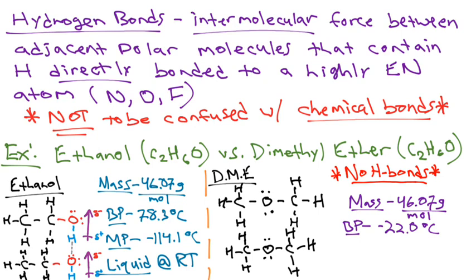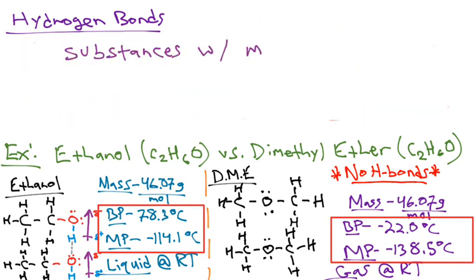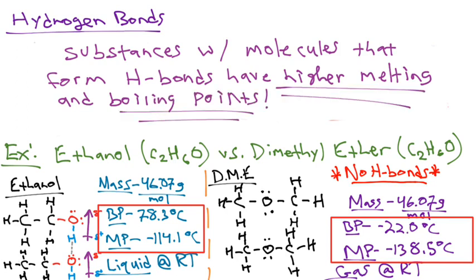Mass is the same. Boiling point in this case drops all the way down to negative 22.0 degrees Celsius, and the melting point drops down to negative 138.5 degrees Celsius. And it's a gas at room temperature. So when you look at these two side by side, you notice that hydrogen bonds have a lot to do with that. Substances with molecules that form hydrogen bonds have higher melting points and boiling points. That is a key distinction, because now there's a new force in between the molecules that you have to overcome before boiling can begin. So hydrogen bonds are critical.